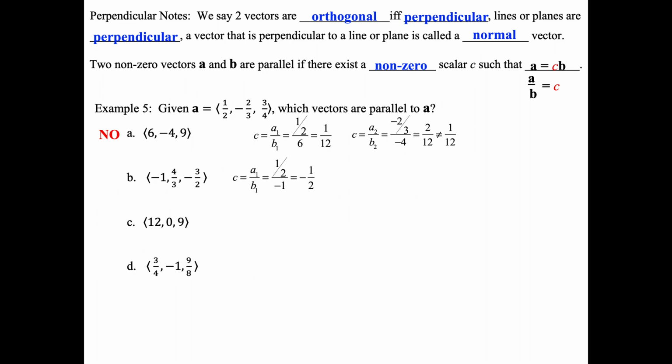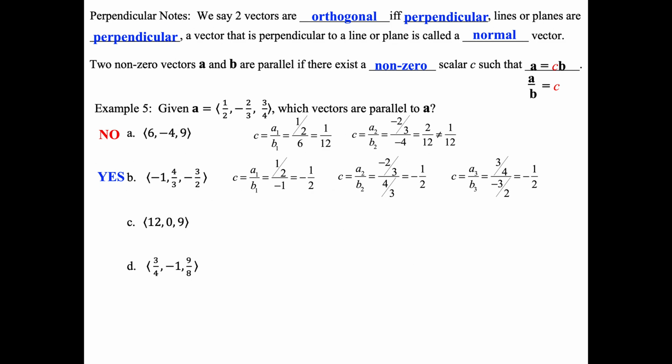All right, for part B, we're going to go 1/2 divided by -1. That's -1/2. -2/3 divided by 4/3. Again, think about multiplying the -2/3 by 3/4. Your 3's cancel. -2/4 is now -1/2. That's a match. Then 3/4 divided by -3/2. Again, multiply by the reciprocal. We're going to get 6 over -12, and that reduces to -1/2. Or you can do some canceling, same concept. But since all three factors are the same, yes, those two vectors are parallel.